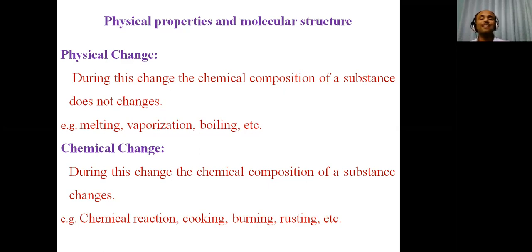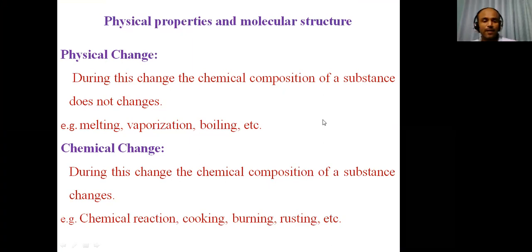Suppose we consider the melting of ice into water, or conversion of water into water vapor. These are all physical changes. That means ice is converted into liquid, and liquid is converted into vapor. So in all these physical states, the chemical composition is the same. The chemical composition does not change. That is called physical change.